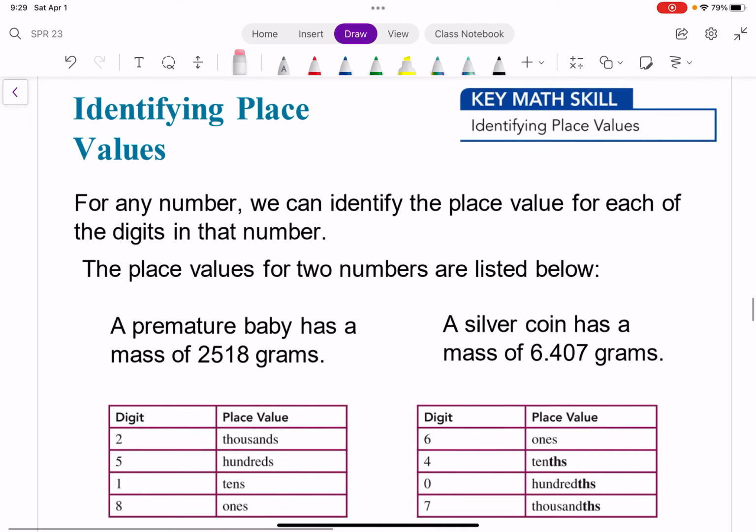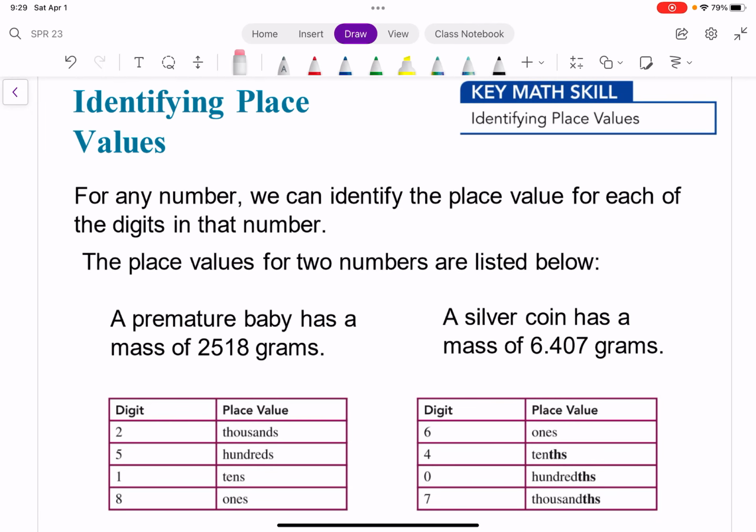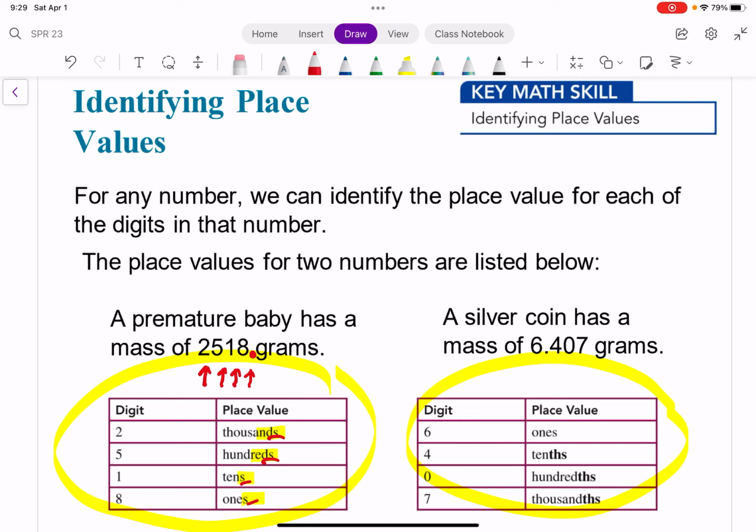So identifying place values, I'm not going to go over this too much, but here's some review for you if you need it. Remember that there is the thousands place, the hundreds place, the tens place, and the ones place. Those are all before the decimal point, right? So there's an imaginary decimal point right here, and all of the -ds and -s endings indicate that we're talking about place values before that decimal point. And then over here, you see our decimal point is right there.